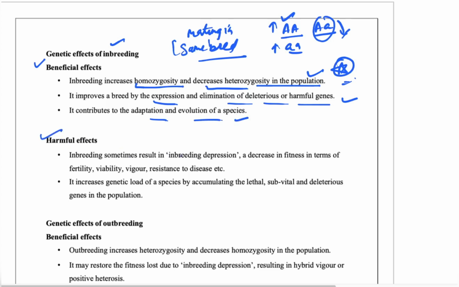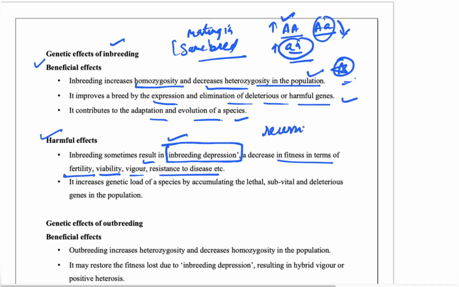So inbreeding sometimes results in something very important that you should understand, that is inbreeding depression. Inbreeding depression is the decrease in the fitness in terms of fertility, viability, vigor, resistance to disease, and many more things. So sometimes, when you inbreed for a very long time, diseases and genetic disorders come into play. Why? Because you are increasing the homozygosity, and most of the recessive homozygous disorders will come into play, right? And that will cause the inbreeding depression. Due to that, there is decreased fitness in terms of fertility, viability, vigor, and many more.